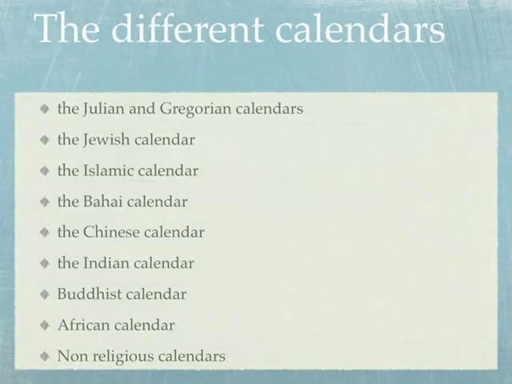The different calendars that we will be discussing are the Julian and Gregorian calendars, the Jewish calendar, the Islamic calendar, the Baha'i calendar, the Chinese calendar, the Indian calendar, the Buddhist calendar, the African calendar, and also non-religious calendars.